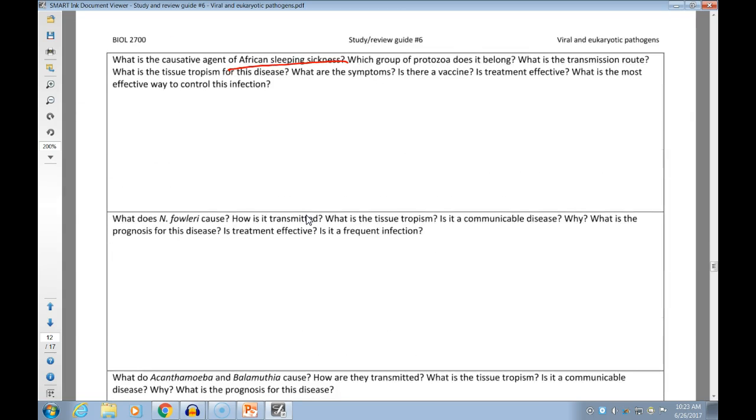African sleeping sickness, Trypanosoma brucei. A little digression to calm you down a bit. Remember, it's multiple choice. You will not get the question, what is the causative agent of African sleeping sickness, and have to write it down. You will have to pick, so it's easier. Trypanosoma brucei is a mastigophore, flagellated. Transmission route is a biological vector. That's all you need to know. I'm not asking about the tsetse fly.